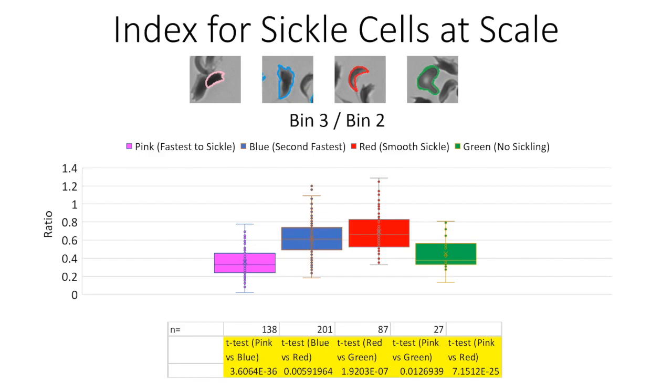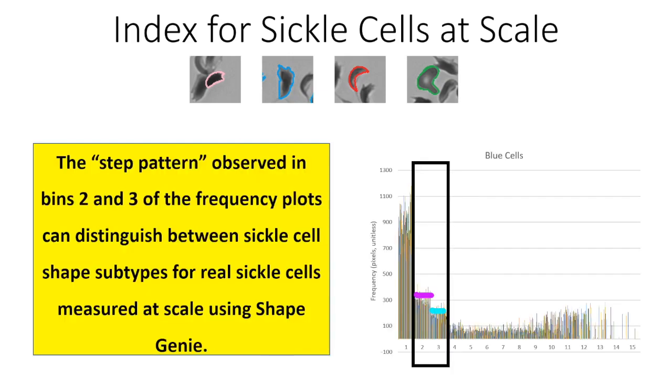Pink cells had the lowest median ratio and red cells had the highest median ratio. T-tests of the ratio of bin 3 over bin 2 between all combinations of two sickle cell shape subtypes demonstrated that the ratio of bin 3 over bin 2 is different. Therefore, this index demonstrates that the step pattern observed in bins 2 and 3 of the frequency plots can distinguish between sickle cell shape subtypes for real sickle cells measured at scale using Shape Genie.